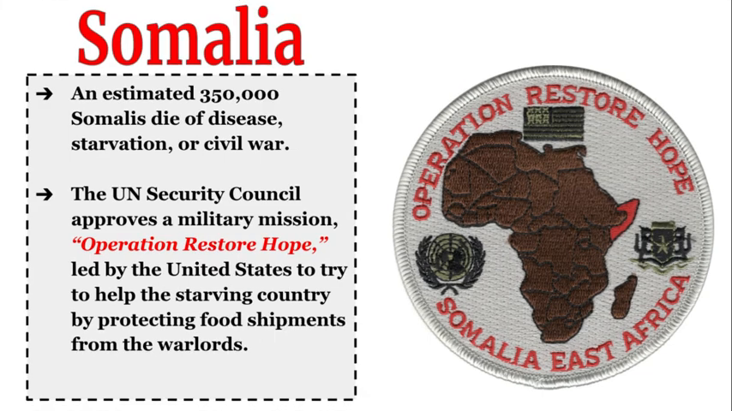So again, this is an estimated 350,000 dead from disease and starvation, and when you add the civil war in there, the United Nations did try to step in with an operation called Operation Restore Hope, which was led by the United States. The UN peacekeepers, along with the United States, went in there to basically protect the food shipments. People around the world, generous people, governments, and companies began donating and sending food to the people over there. But the problem was it was being confiscated by the warlords from those sectarian groups, and it wasn't getting to the people it was supposed to get to.